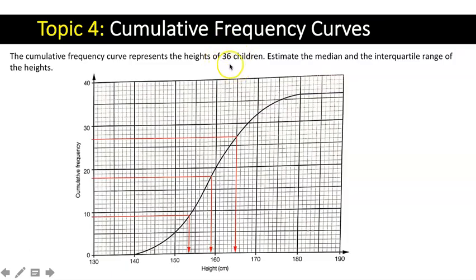Now, if we have 36 children, then the halfway mark to figure out the median is going to occur at half. Half of 36 is 18, the 50th percentile. So I have to come to my y-axis and locate 18. When I go to 18, I go straight across until I touch the actual cumulative frequency curve. And then the minute I touch the curve, I come straight down.